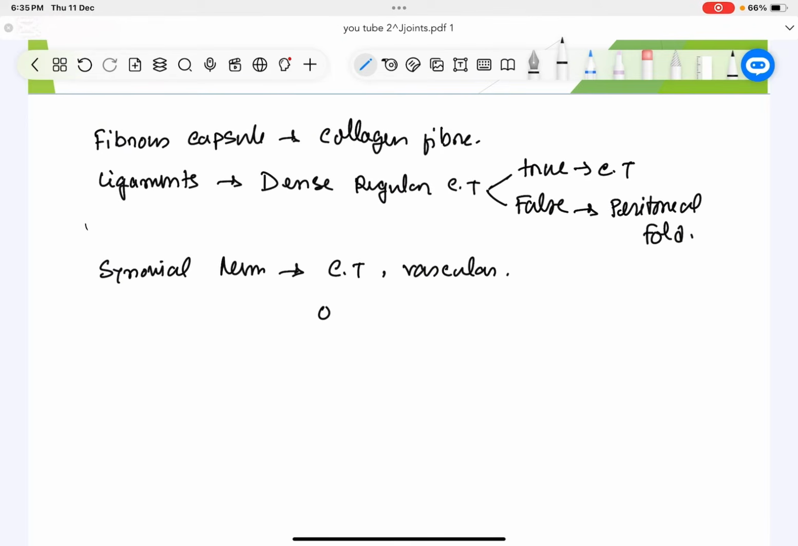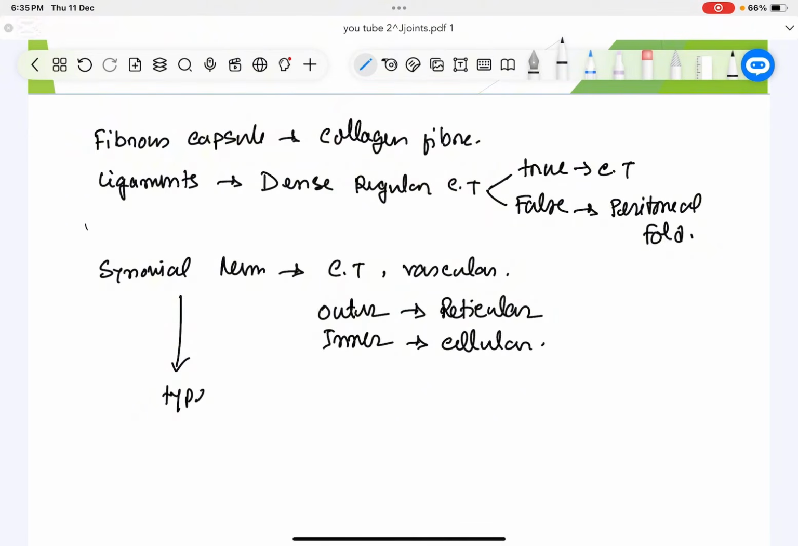And it has two layers, outer and inner. The outer layer is reticular and the inner layer is cellular. Synovial membrane can be of some subtypes according to the composition. What are the subtypes? It can be fibrous, it can be areolar, it can be adipose type. That's all about the synovial membrane.